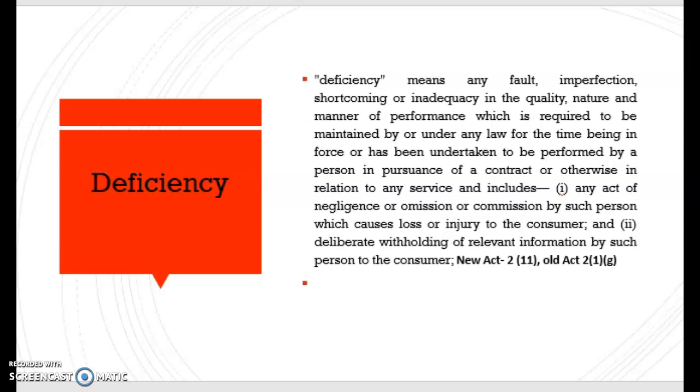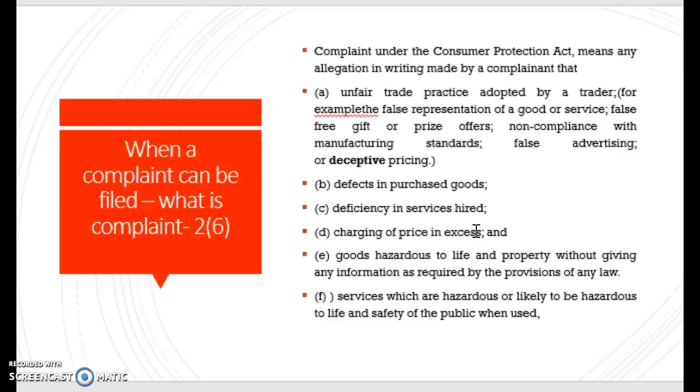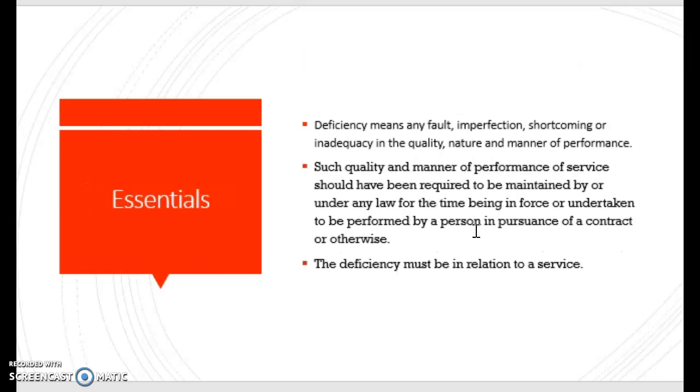So when we talk about the definition of deficiency, we can say that there are certain essential elements of deficiency. First is that deficiency means any fault, imperfection, shortcoming, or inadequacy in the quality. Within this ambit, a particular person will be booked for deficiency under the Consumer Protection Act. For example, Dr. A treated P under a particular medical system, though he himself was a homeopathic practitioner, but later on P alleged wrongful treatment by A. So it can be held that there is deficiency of services.